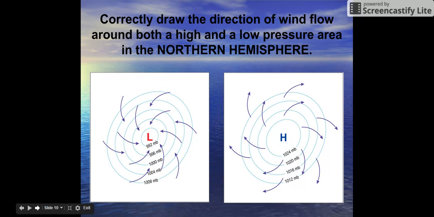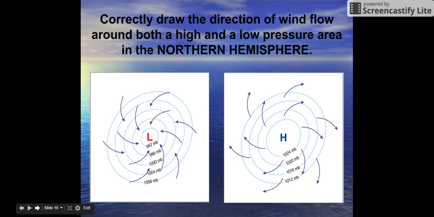Okay, correctly draw the direction of wind flow in both the high and low pressure area in the northern hemisphere. So on the diagram on the left, you will see that it's a low pressure system. The air molecules and wind flow will move in a counterclockwise pattern towards the center of the system. A low pressure system is going to be rain, clouds, stormy weather. A hurricane is a low pressure system, a large low pressure system. But just remember, in those systems, it's going to move in a counterclockwise pattern towards the center of the storm.